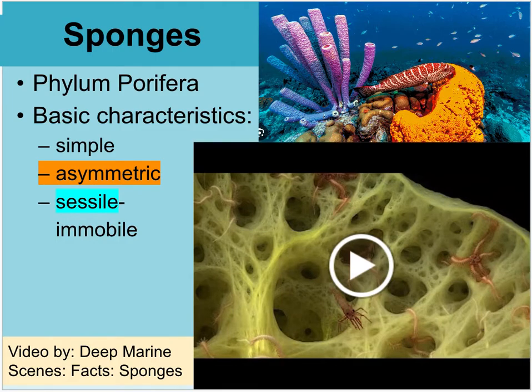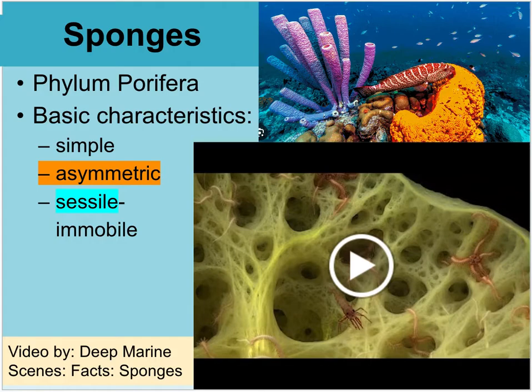So the first one that we're going to be talking about are the sponges. The sponges are in the phylum Porifera, and it's thought that long ago they were probably one of the first original animals to come about. They are asymmetrical, meaning they just kind of free form grow in different directions. They're sessile and immobile, meaning they don't move.